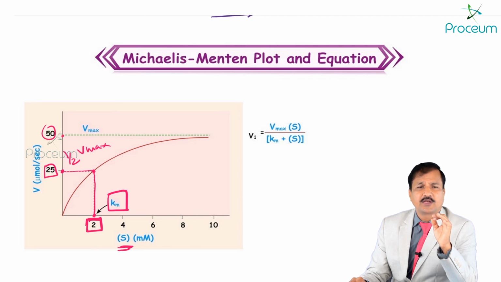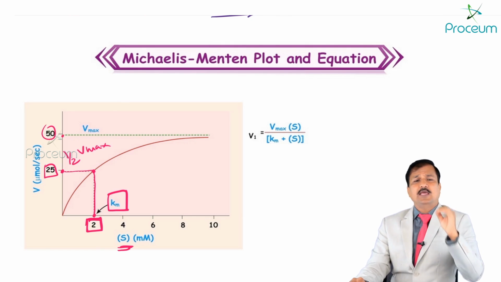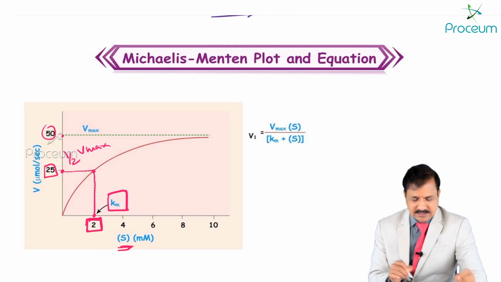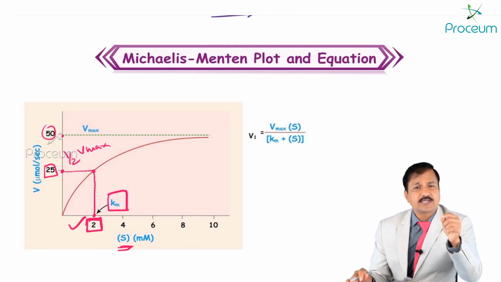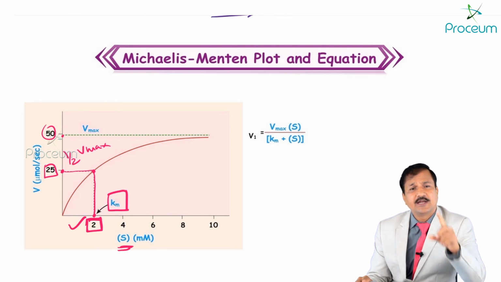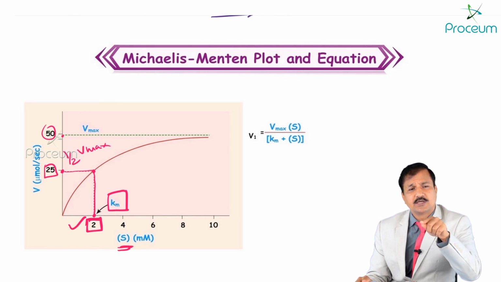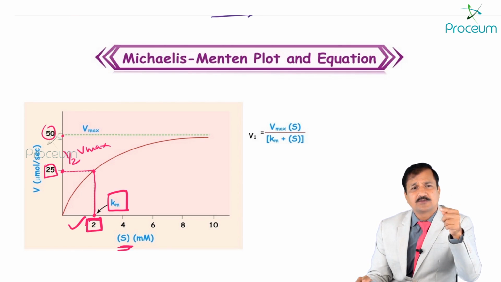And what is the value for Km? What are the units for Km? The units for Km can be millimoles per liter, moles per liter, micromoles per liter, picomoles per liter, whatever is written on the x-axis there. So Km is simply the substrate concentration. In this example, what is the substrate concentration? It is 2 millimoles, the Km at which the enzyme reaches half the maximum velocity, that is 25 moles per second, right?